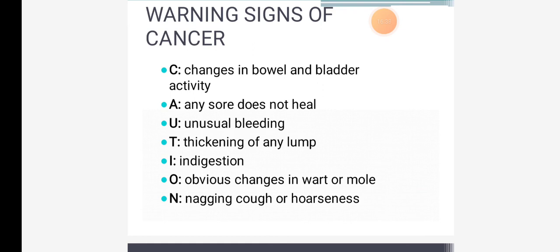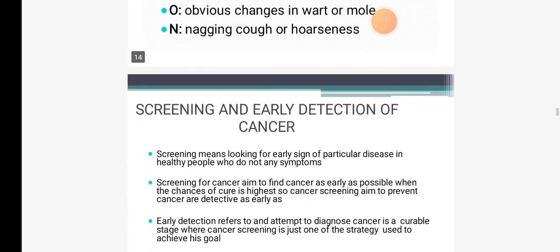Then N for nagging cough or hoarseness. If the person is having a cough, or continuous voice change, and it is not relieved even after taking treatment, then it can be a warning sign or early sign of cancer. So that is CAUTION. These are warning signs which we have to assess all the time in our body, and if we feel any change or observe any sign in our body, then we have to consult the physician.